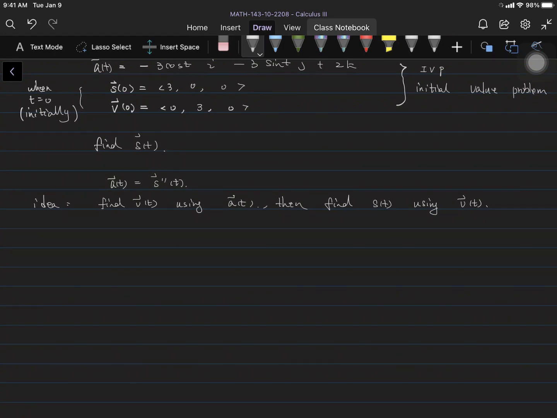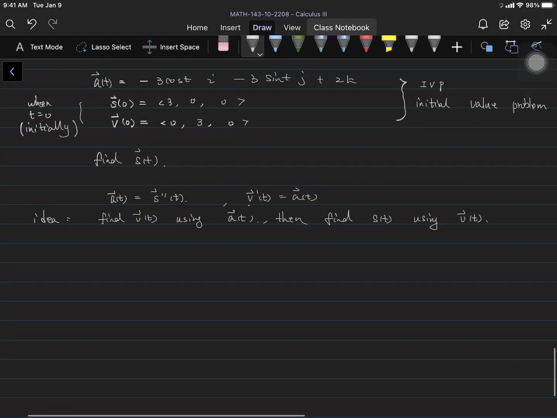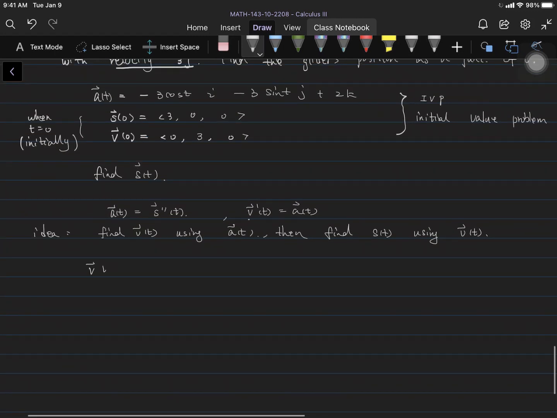So now let's see how to find the velocity if the acceleration is given. So velocity is the antiderivative of a(t), right? Because the velocity derivative is a(t). Okay, and how to find the antiderivative? So just do the integral of a(t). So v(t) equals what? Firstly, we set this up as the integral of a(t) dt. That's the integral of acceleration. And then now we just do the integral of this a(t).